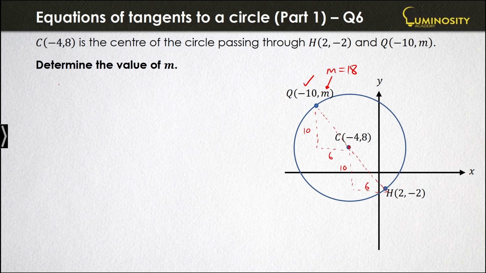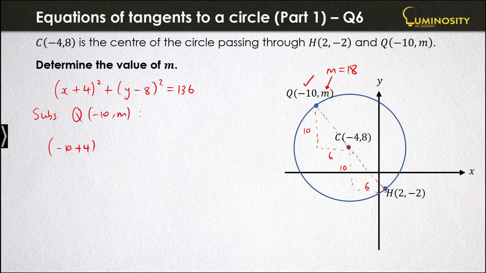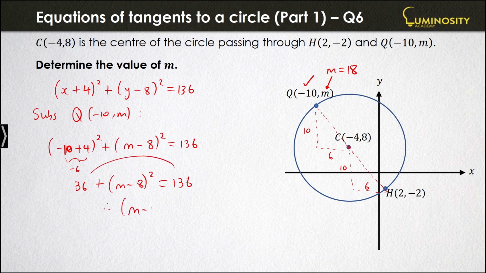The other way you can do it is substitute it into the equation of the circle. So remember we found it was (x + 4) squared plus (y - 8) squared equals 136. So if you substitute the point Q(-10, m), when x is -10, it's (-10 + 4) squared plus (m - 8) squared equals 136. So -10 plus 4 is -6, and then -6 squared is 36, plus (m - 8) squared equals 136. Then I can subtract 36 from both sides, and I get (m - 8) squared equals 100.